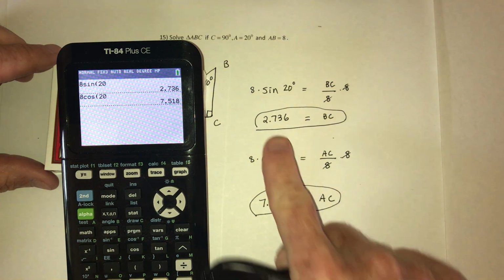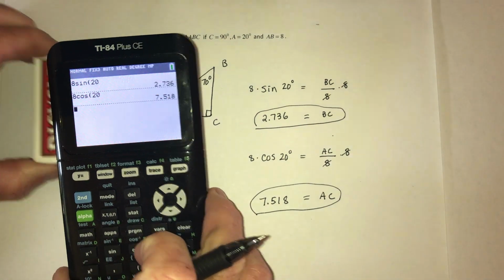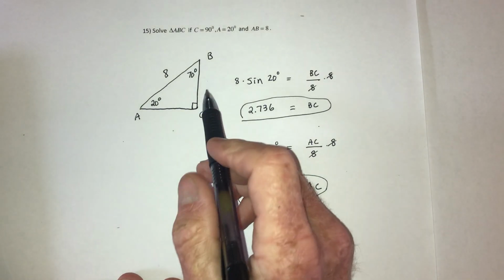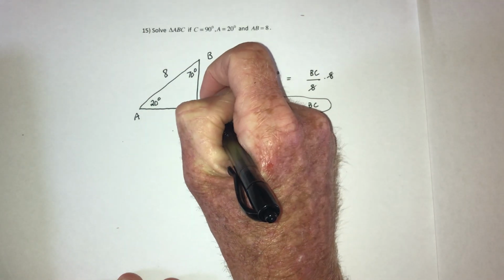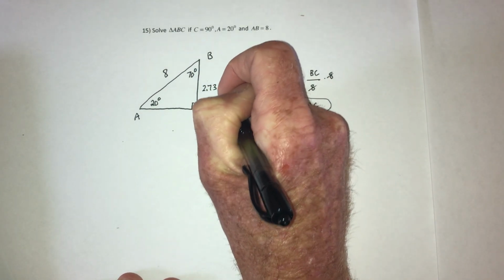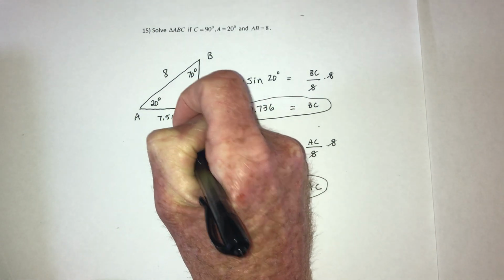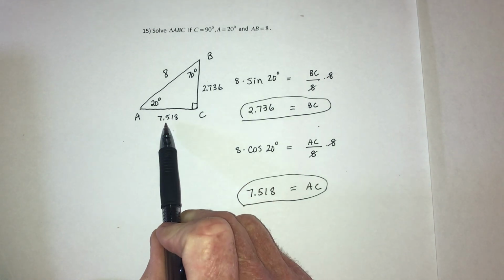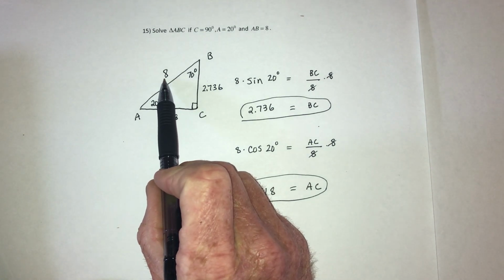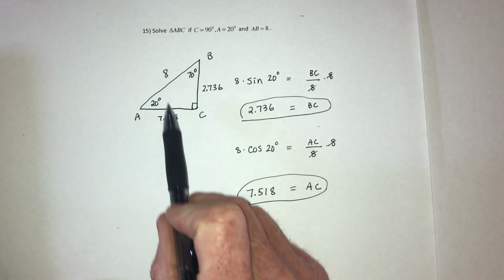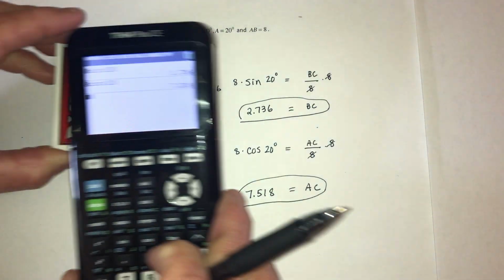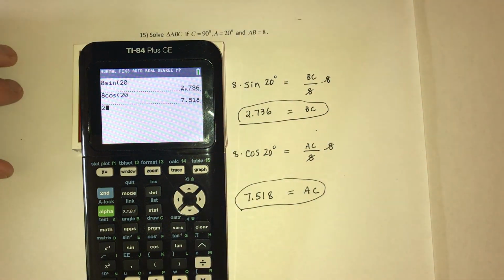Now I just want to check my answer to see if I got these two right. So I could do the Pythagorean theorem, and this side is 2.736, and this side is 7.518. So this squared plus this squared should equal this squared. So this one is 64. So this squared plus this squared should equal 64. Let's see if it works. 2.736 squared plus 7.518 squared, does it equal 64?